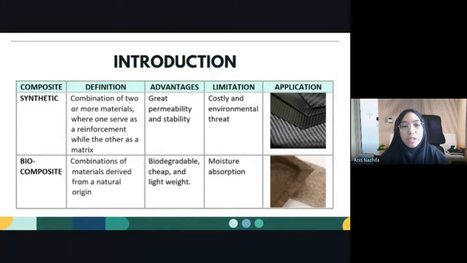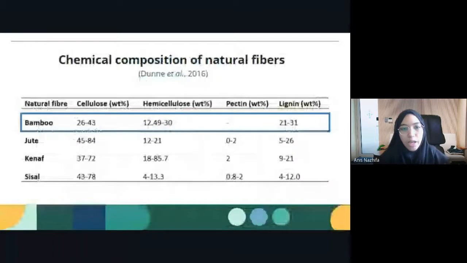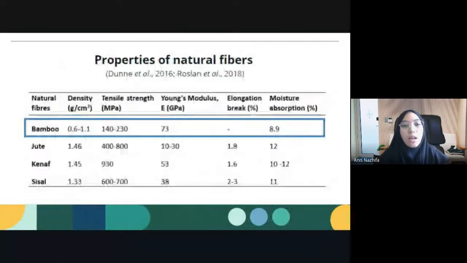Biocomposites are essentially the same, but the materials are derived from biological origin, for example, using natural fibers for reinforcement, as they have advantages such as being cheap and lightweight. The interest to use natural fibers as reinforcement in polymer composite grew as it can replace the usage of synthetic polymers. Bamboo fiber has improved mechanical qualities compared to most due to the additional lignin content, as seen here, as well as the least amount of moisture absorption.